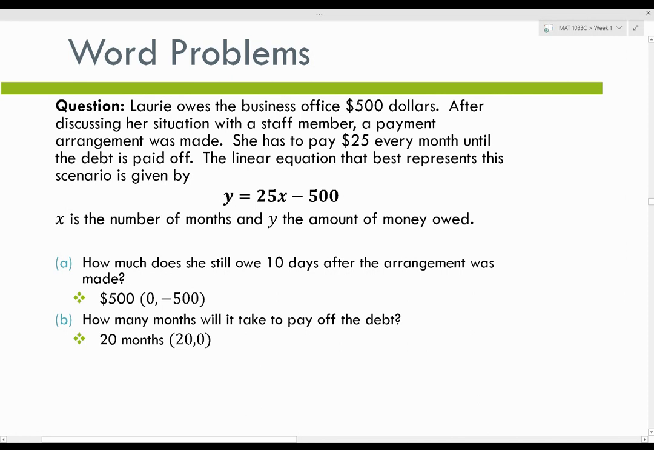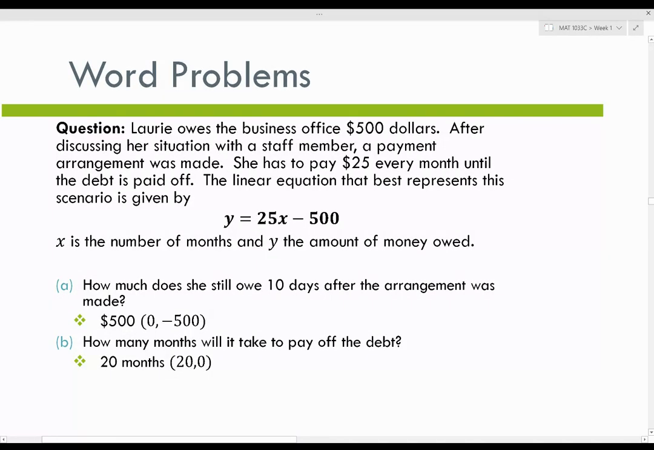Okay? So A says, how much does she still owe 10 days after the arrangement was made? Well, let's read our problem first. And let's go back and highlight any key information. So what we know from the beginning, Lori owes the business office $500. So that's important. After she discussed her situation with a staff member, she made a payment plan. And she agreed to pay $25 every month until the debt is paid off. And then they came to this equation.